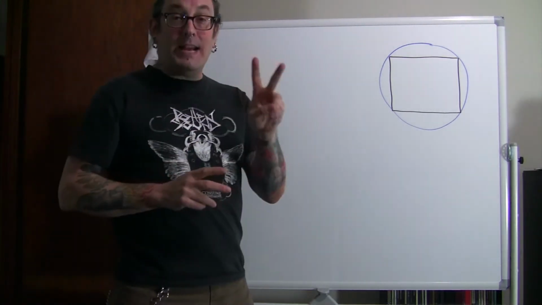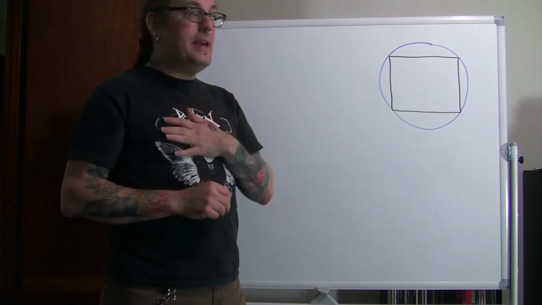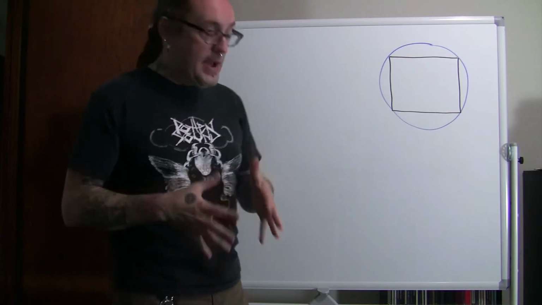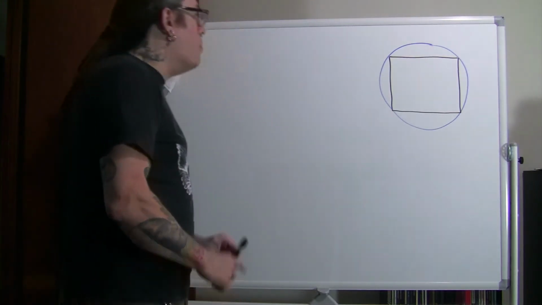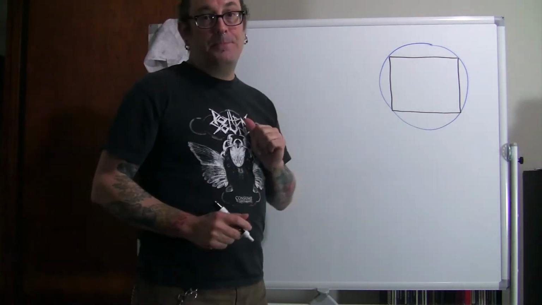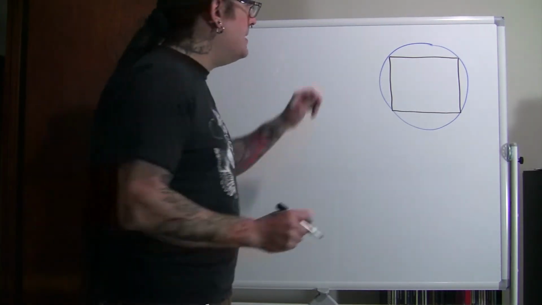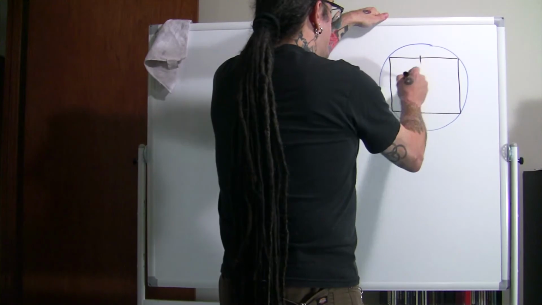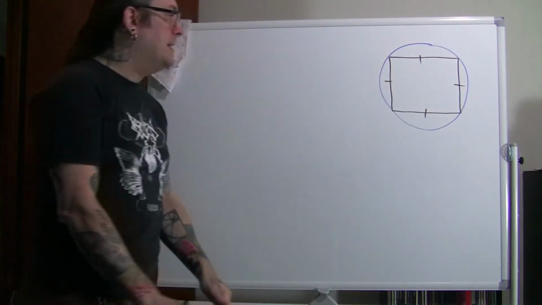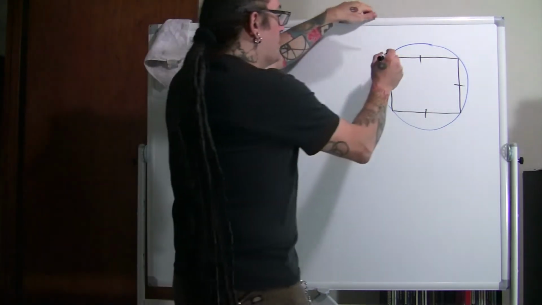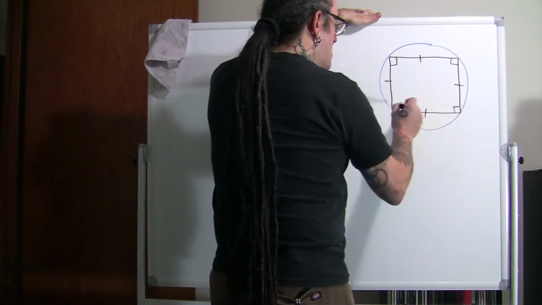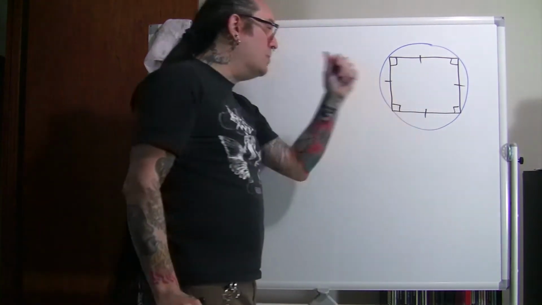Then the second thing I do is mark up the diagram with stuff that I know. So what's some stuff that we know? Well, we know we have a square. So what do I know about squares? I certainly know that all the sides are equal. And I also know that I have some right angles in here. Every square has 4 right angles and 4 equal sides.